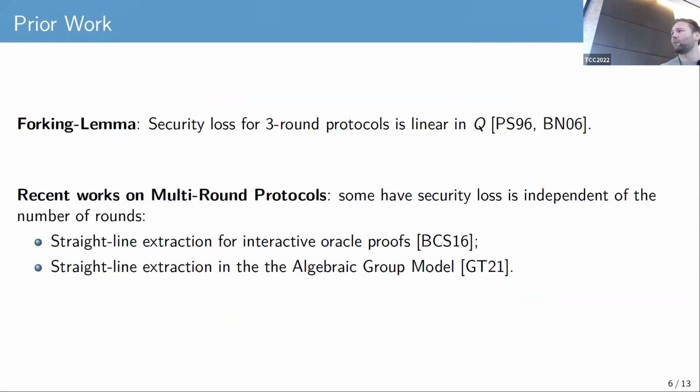And recently, we've seen some works on multi-round protocols, and they show that some of these multi-round protocols actually have a security loss that does not depend on the number of rounds. These use specific extractors, straight-line extraction, which uses a different technique. The first one is for interactive oracle proofs, and the second one works only in the algebraic group model. So for a restricted class of protocols, we know that the security loss does not depend on the number of rounds.